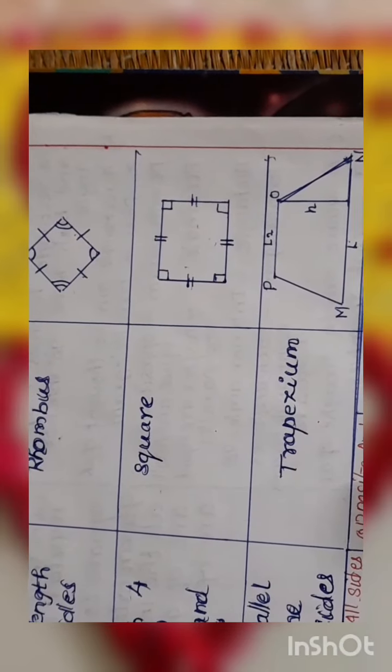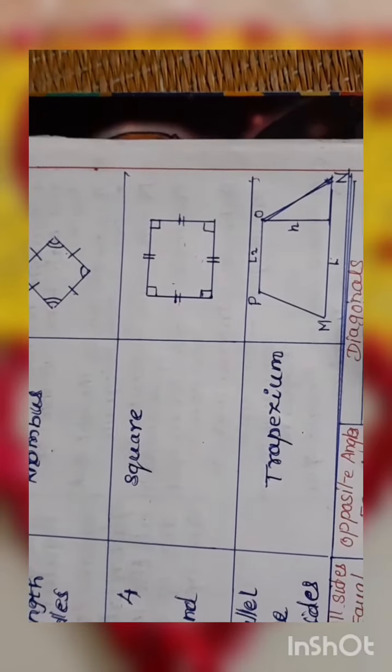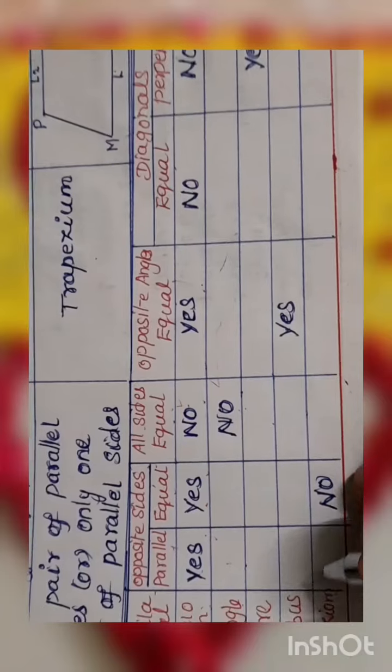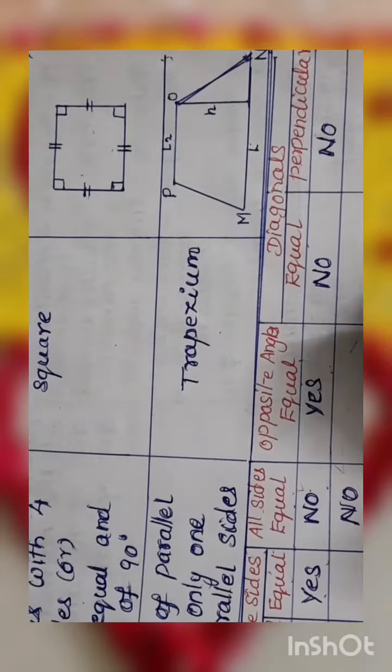Opposite angles are equal, yes. Then diagonals are perpendicular here, so we will write yes here. Then we go for rhombus. For rhombus we write opposite angles are equal. In this rhombus we will check opposite angles are equal, so we write yes.